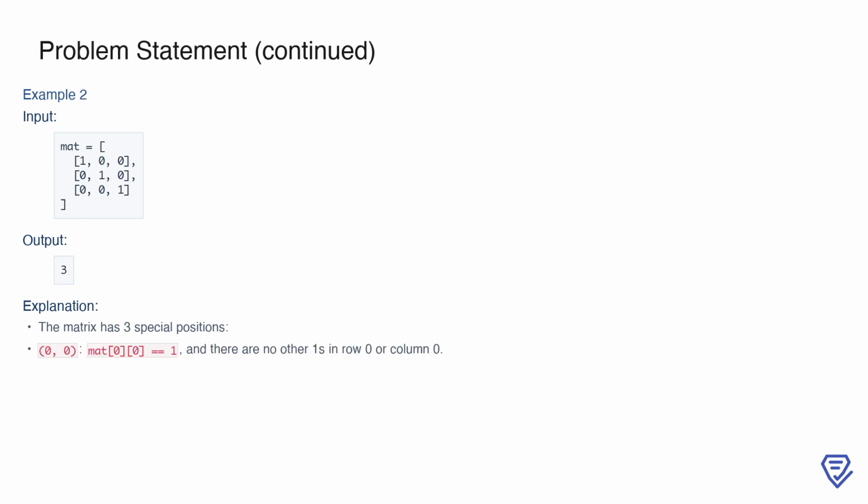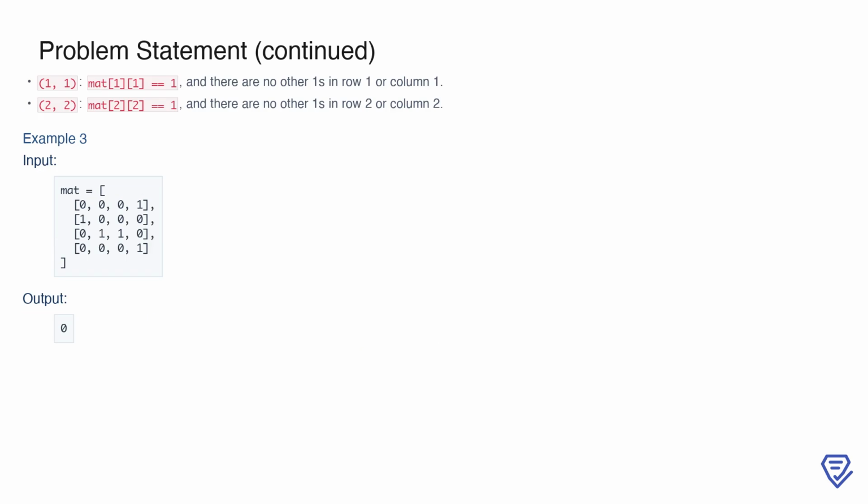In the second example, the input matrix has a diagonal pattern of ones from the top left to the bottom right. This time, the output is 3, indicating that there are 3 special positions. The first special position is at 0, 0. Here, the value is 1, and there are no other ones in row 0 or column 0. Similarly, the second special position is at 1, 1, where the value is 1, and there are no other ones in row 1 or column 1. Finally, the third special position is at 2, 2, which also satisfies both conditions. Since each of these positions has a 1 with no other ones in their respective rows or columns, the total count of special positions is 3.